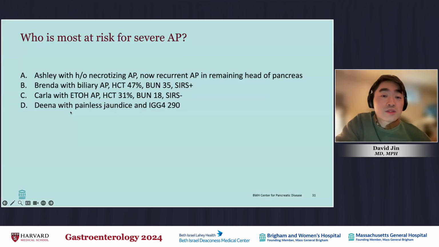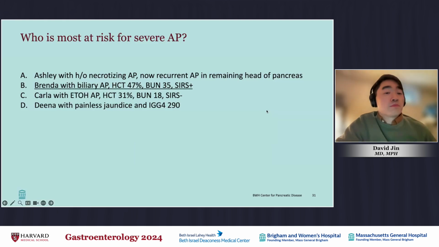Here's another question. Who is most at risk for severe acute pancreatitis? Is it Ashley, who has a history of necrotizing acute pancreatitis, who now presents with recurrent acute pancreatitis on the remaining head of the pancreas? Is it Brenda, who has biliary acute pancreatitis, hematocrit of 47%, BUN of 35, and meets SIRS criteria? Is it Carla, who presents with alcoholic acute pancreatitis, hematocrit of 31%, BUN of 18, and no SIRS? Or is it Dina, who presents with painless jaundice and an elevated IgG4 level?